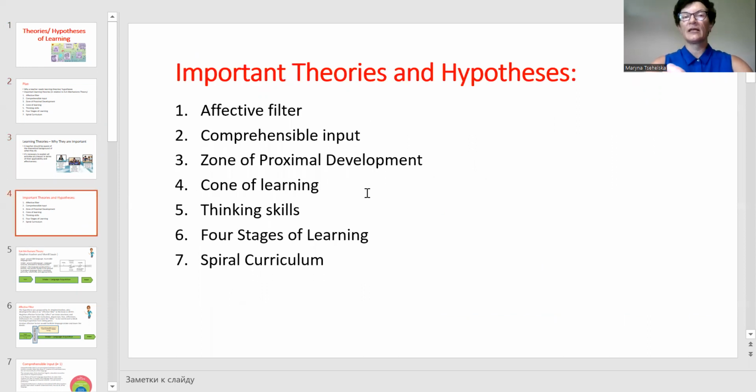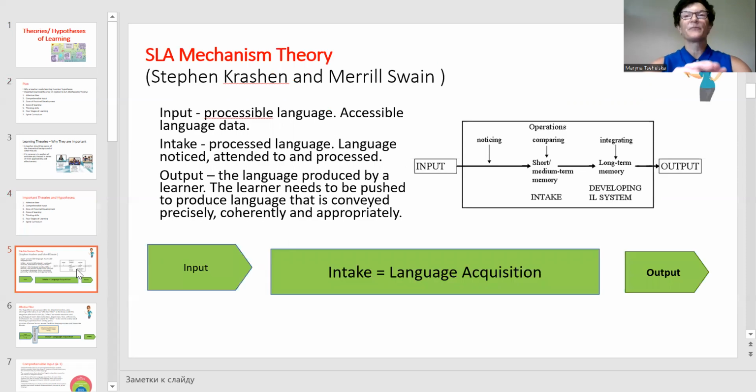So once again, here are the theories or hypotheses, because you know that in teaching, there is no theory that would be proved because every case is unique. So we're talking about hypotheses. Let's start with the very basic one about the SLA Mechanisms Theory.